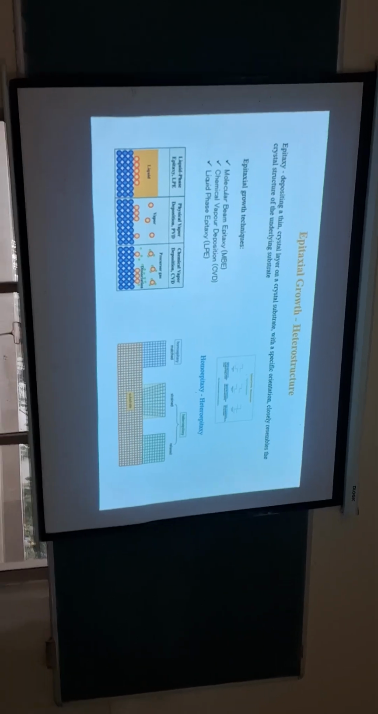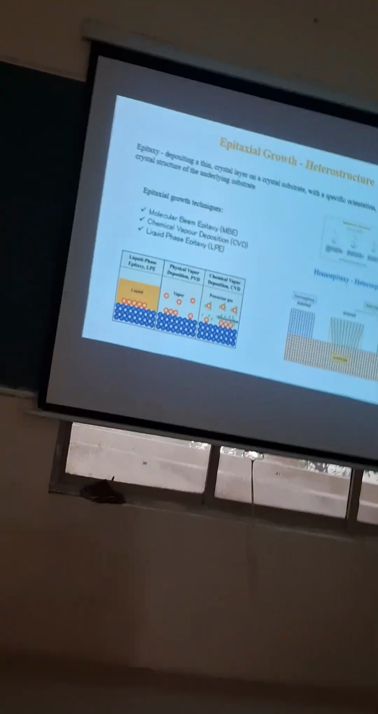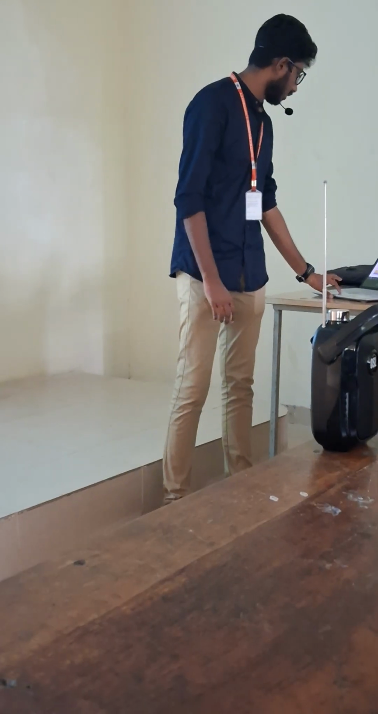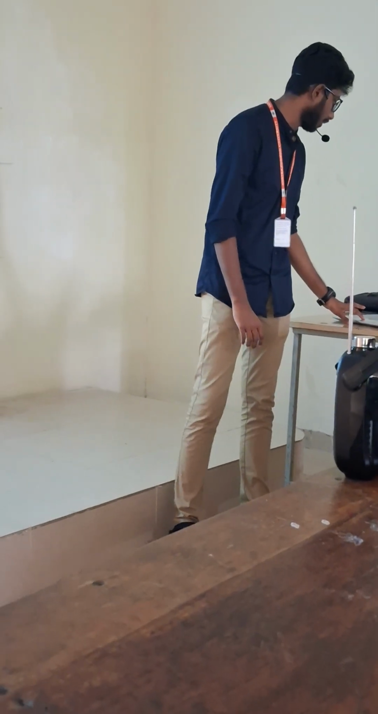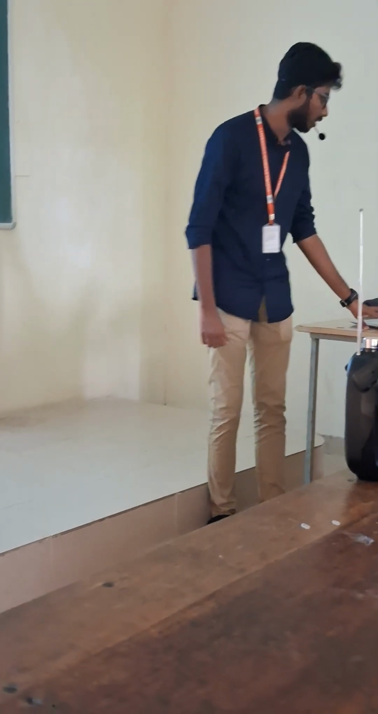These are the liquid based, vapor based and chemical vapor epitaxies. These are all well known. And while growing heterostructures, there will be stress and strain created in the structures.